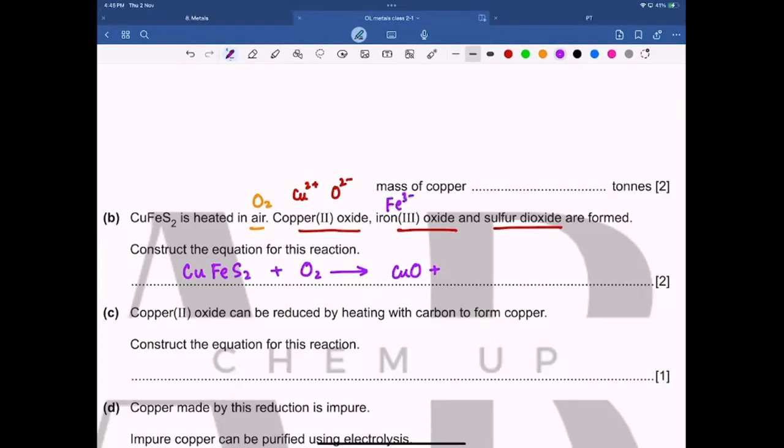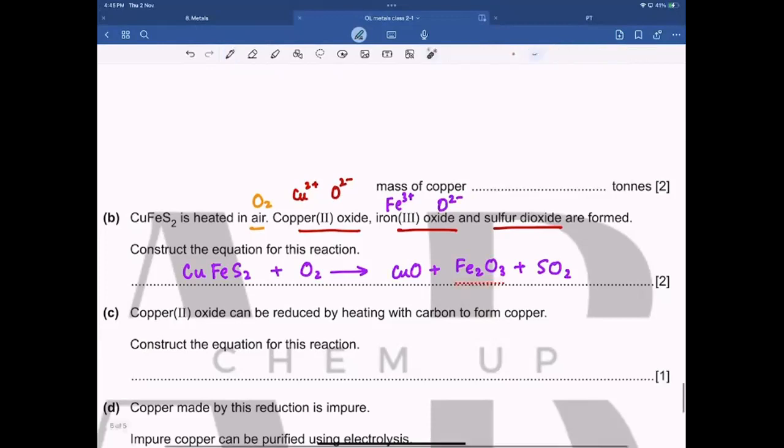Iron has a 3 plus ion over here because they have mentioned iron 3, and oxide has a 2 minus charge. So what will be the formula? Fe2O3. Very good. Iron 3 oxide, and sulfur dioxide. Di means 2. SO2. As we say carbon dioxide, it's CO2, right? So sulfur dioxide must be SO2. Now, I have to balance the equation.